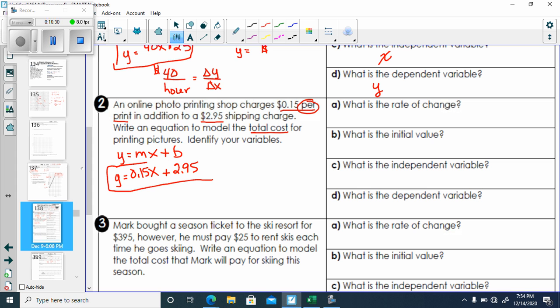This is my linear model for this. I've written my equation to model it. Now, they asked me what my variables were. What is my x? What is my y? What am I talking about? I'm talking about my total cost. So y is actually my cost, isn't it? That's in dollars. What is my x? If this is 15 cents per print, wouldn't x be the number of prints?